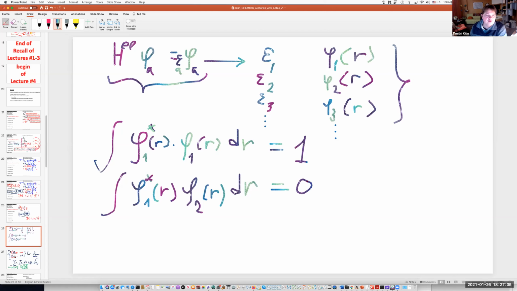Okay, now I'm going to summarize these two equations in a more general form. So if I have orbital number i, and orbital number j.